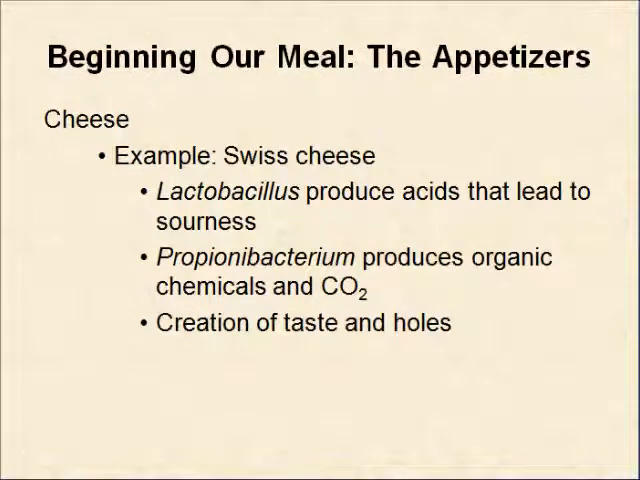For example, we have Swiss cheese, and the microorganism there is Lactobacillus. It produces acids that lead to a sourness. And then there is a Propionibacterium, which produces some organic chemicals and carbon dioxide. And it is that carbon dioxide that sort of makes bubbles and creates these holes. And it's a combination of these two microorganisms working together that give the cheese its flavor.